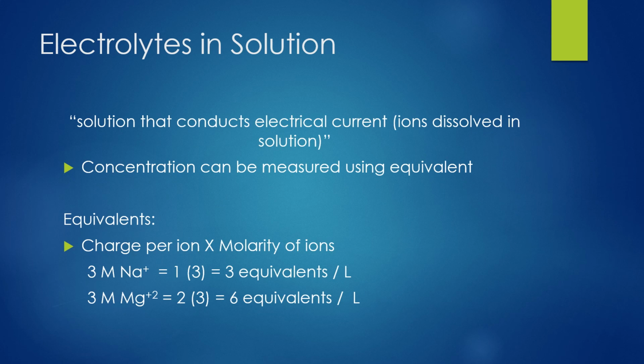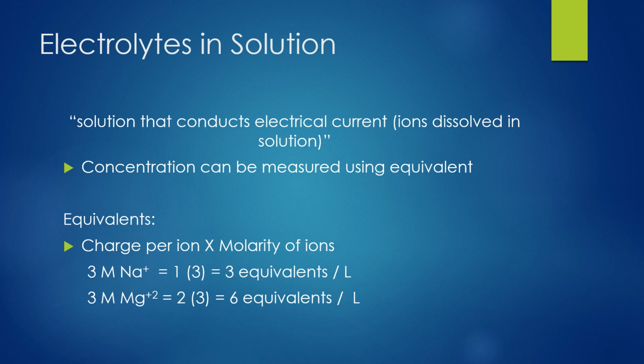So let's go back to those electrolytes in solution. When we talked about electrolytes at the beginning of the chapter, we were talking about ionic compounds, essentially, that dissociated in an aqueous solution and had the potential to conduct electricity. Now, we can actually measure the concentration of electrolytes by using what we call equivalence. So I have a calculation down here showing exactly how we calculate equivalence, and that is the concentration of ions or electrolytes in solution.